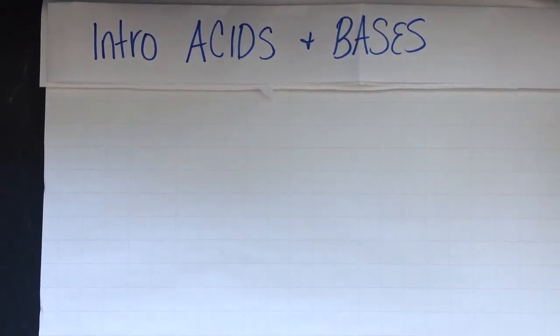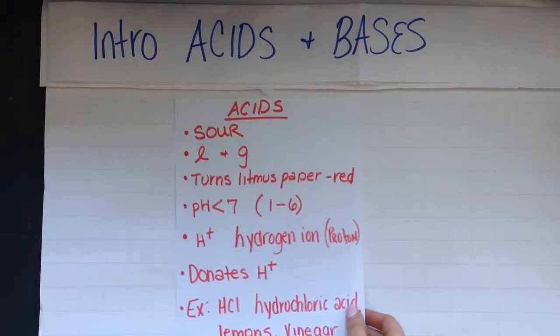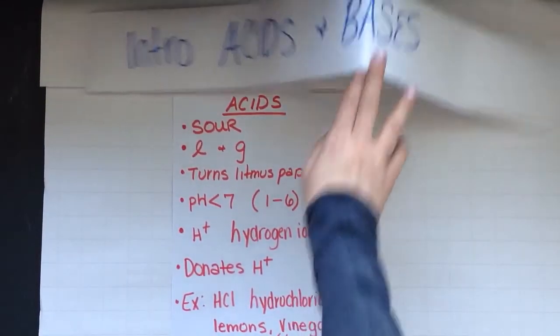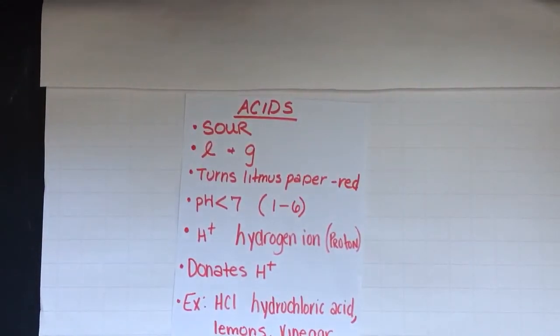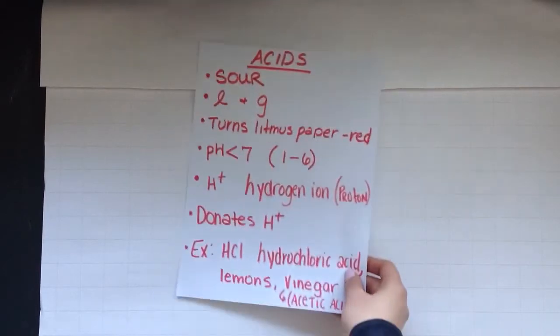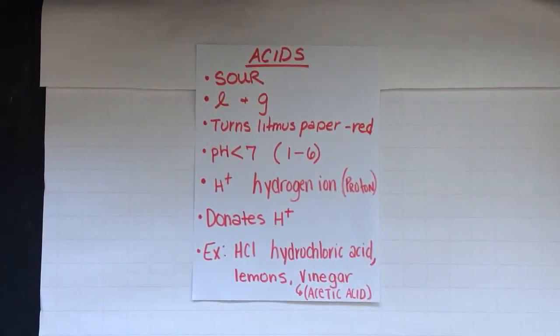This is an introduction to acids and bases. So if we compare acids against bases, we can see here that these are some properties of acids. If you were able to taste acids, they would be sour. So some of our acids we can actually eat, while others we cannot.